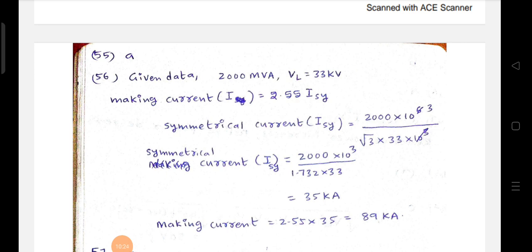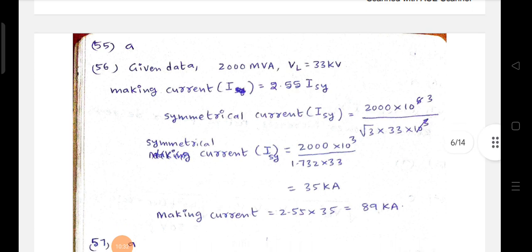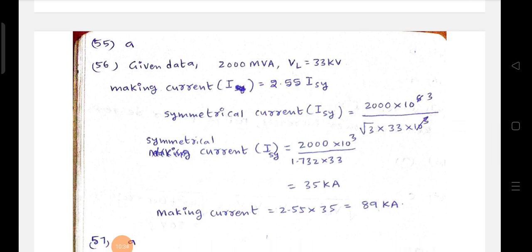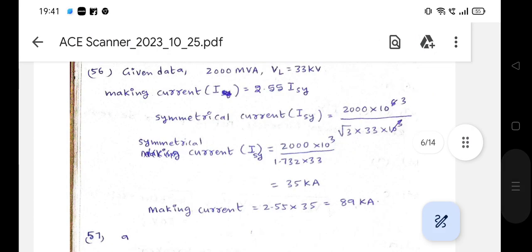Okay, then to calculate the symmetrical current we need to use the formula S is equal to root 3 VL I symmetrical. Then I symmetrical is equal to S by root 3 into VL, right? If I simplify that, the symmetrical current is 35 kilo ampere. After that, making current is equal to 2.55 into 35, you will get 89 kilo amperes.